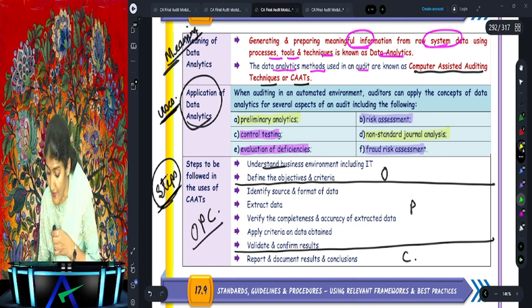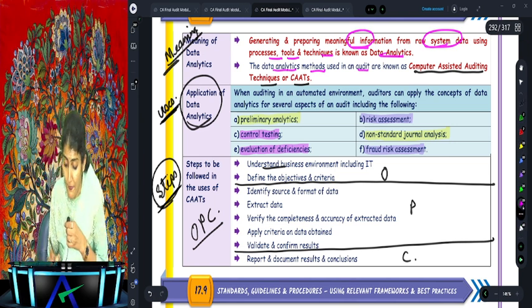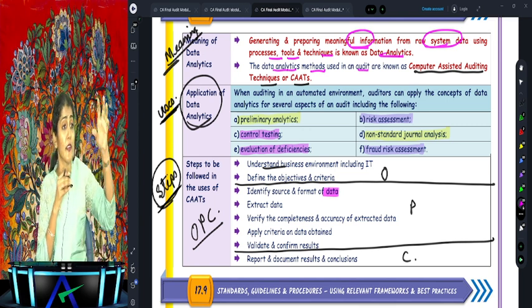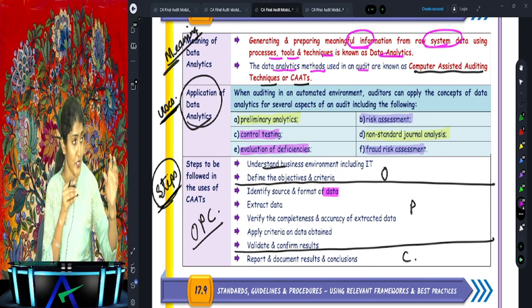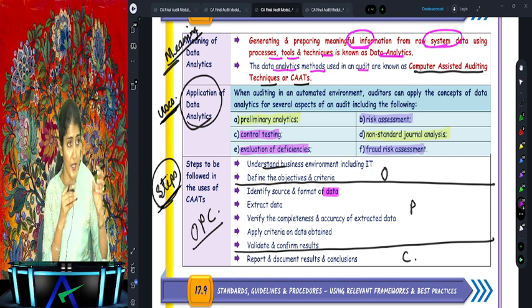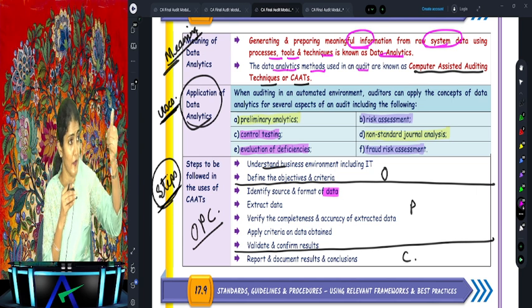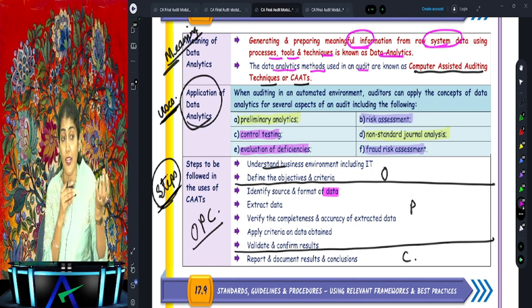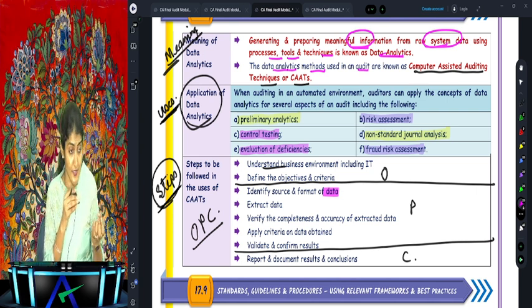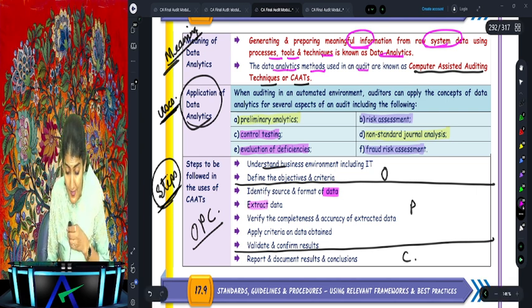Data. What does it say about the data? Identify the source and format of the data. Like say I want to check the depreciation which has been calculated by the computer. So that is my objective and criteria. Then I will identify the source and the format of the data. Okay, I require the PPE register. Then I will extract that data.